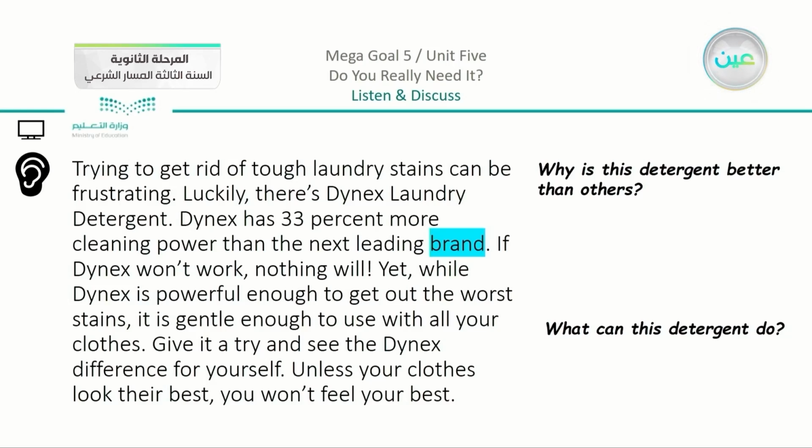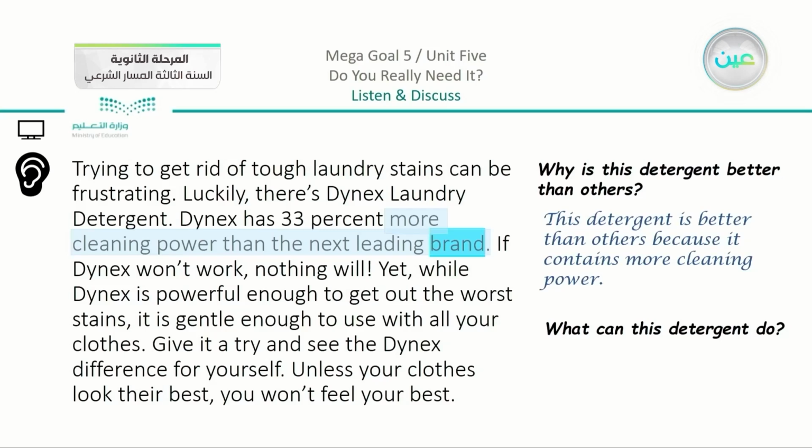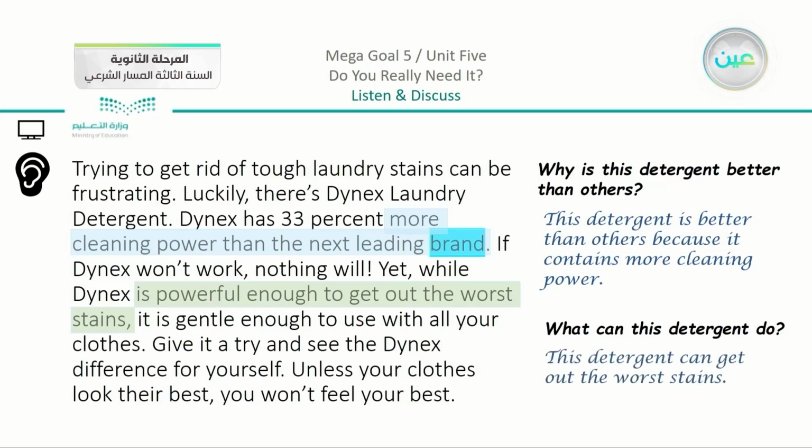So we have the first question. Why is this detergent better than others? Now we can see that there is something mentioned as a comparison, which is exactly here. We can say that more cleaning power than the next leading brand. So we have here the answer is going to be this detergent is better than others because it contains more cleaning power. The second question, what can this detergent do? Now we can see here the answer. We have here Dynex is powerful enough to get out the worst stains. So just to restructure the answer, this detergent can get out the worst stains.